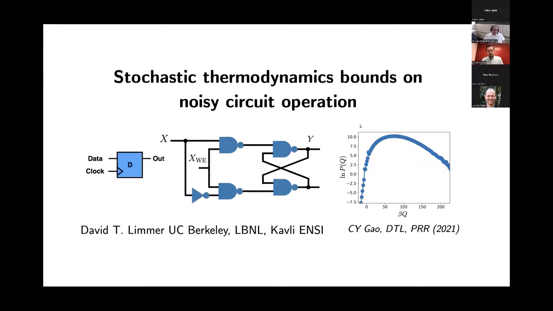So the goal of this theme of work in my group is really to construct models that have sufficient detail that one can ask specific design questions concerning the interplay of computation, energy consumption, and speed in models that are actually reflective of the sorts of circuits that we use to do computations, like on the computers that I'm running this talk off of. Some of this work was published last year and led by my former student, Chloe Gao, in this PRR, and about half of it is unpublished work that I'll talk about.